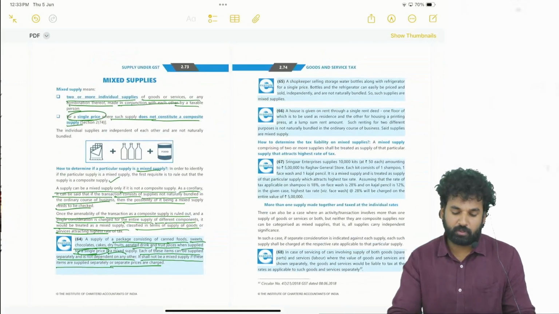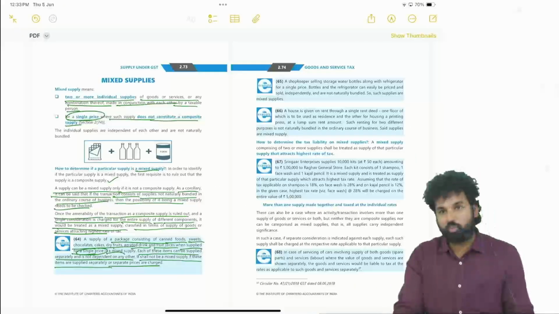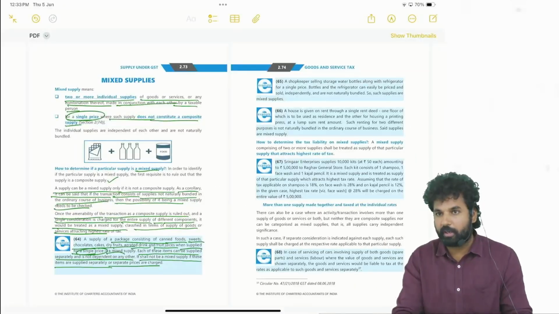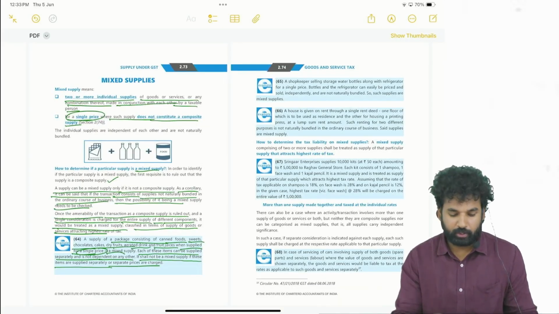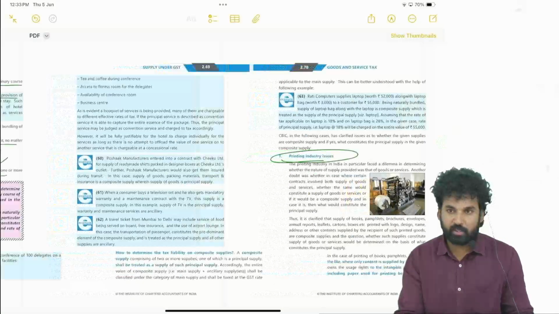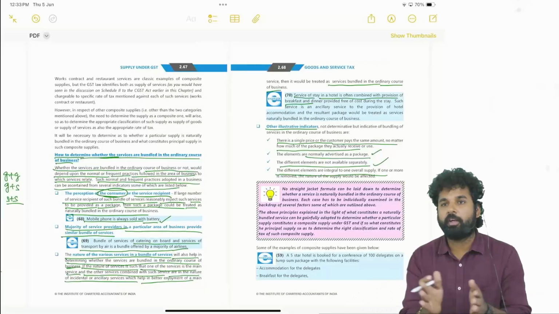Other examples are also given here. So this is what is called the concept of composite supply and mixed supply. Right. Simply in order to revise, composite supply means two or more supplies combined together.